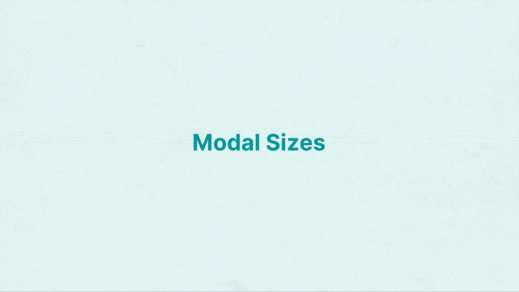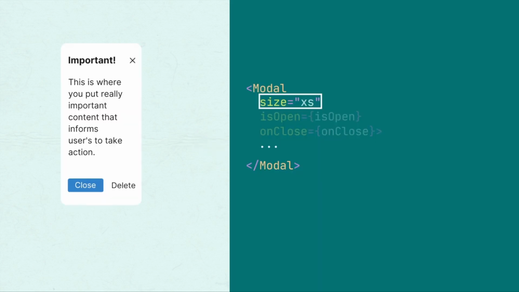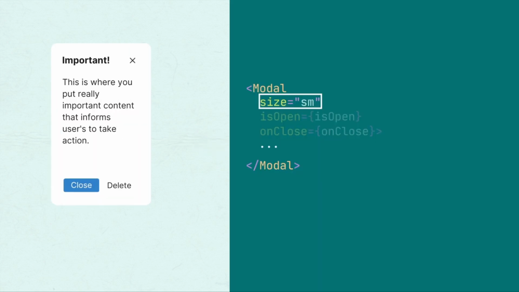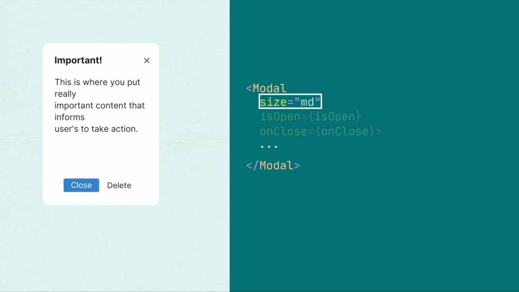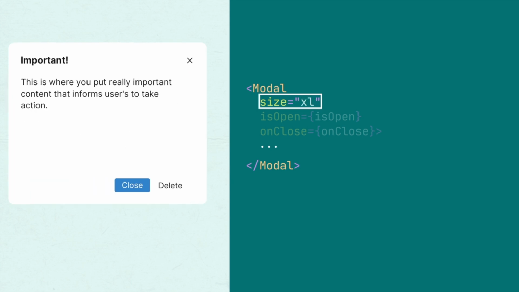The modal component comes in 6 different sizes. To change the size of the modal, pass the size prop and set its value to extra small, small, medium, large, extra large, or full.